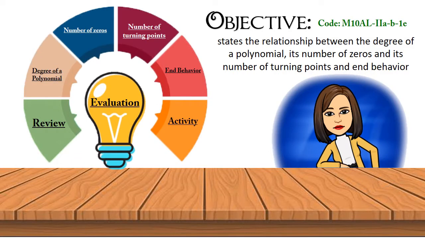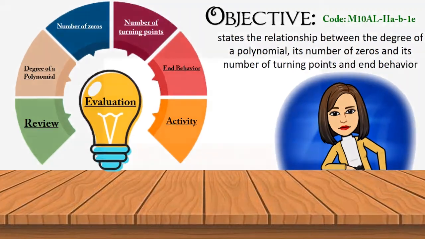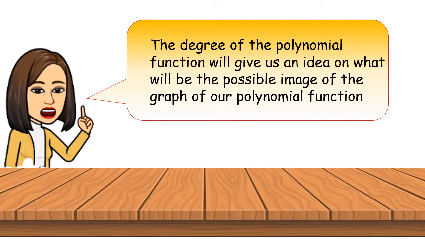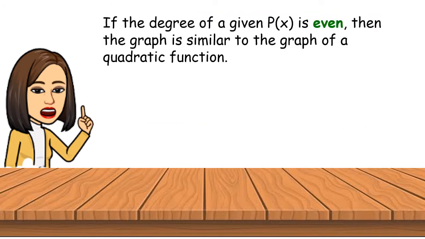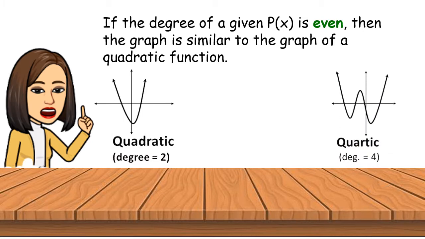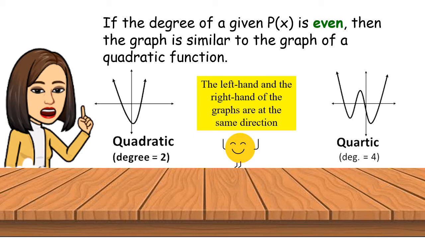Let us first tackle the degree of a polynomial. The degree of the polynomial function will give us an idea of what the possible image of the graph of our polynomial function will be. If the degree of a given polynomial function is even, then the graph is similar to the graph of a quadratic function. This is a graph of a quadratic function, while this is a graph of a quartic function, a polynomial function with degree 4. As you can see, the left hand and the right hand of the graphs are in the same direction.